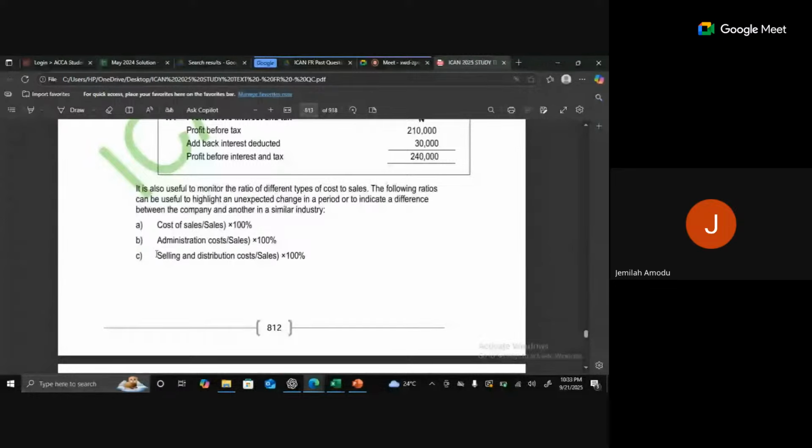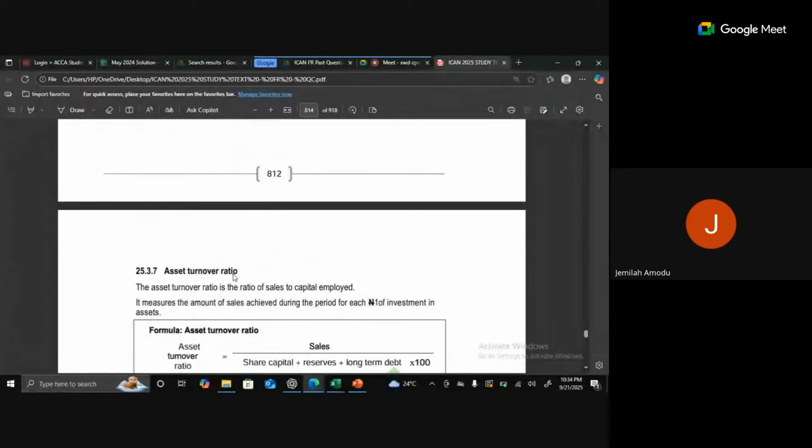And they can also ask you to calculate the selling and distribution cost in comparison with your sales, just for you to see that, okay, in the sales we are making, what percentage of it goes to administrative costs and what percentage of it goes to this or that thing. So these are also other internal ratios that you can use to monitor the flow in your income statement or your performance, depending on what you're looking at.